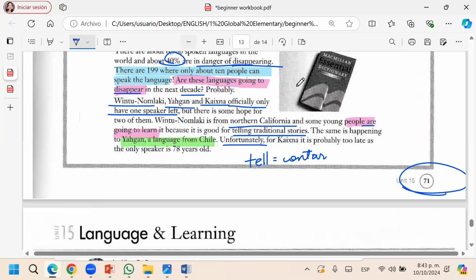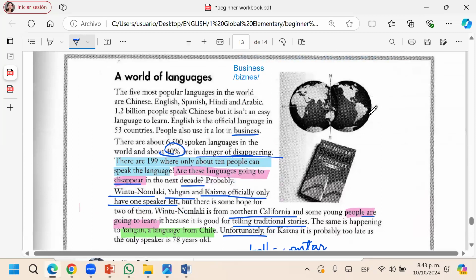Okay. ¿Hay alguna otra palabra que tengan dudas? La que dice same. The same. Same. The same es lo mismo. It's the same. Es lo mismo. Where is it? In which paragraph? En el último párrafo. The same is happening to Yagam, a language from Chile. The same. Lo mismo. Cuando happening es ocurriendo o pasando. Lo mismo está pasando, exactly. Same is happening. Yes.